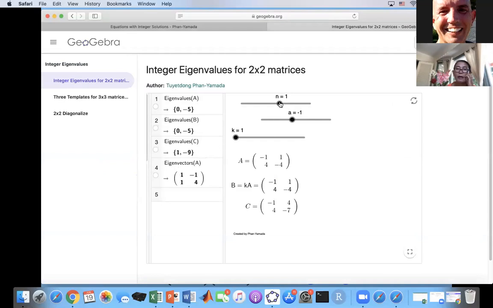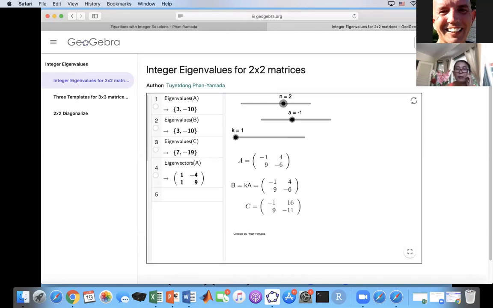So remember that my formula depends on my N and my A right here. This K is just for this matrix B right here. So if I change my N right here, you will see the matrix A changing right here. And matrix B changes too, because B depends on that part. Matrix C is another way that I have, depending on another formula that I use.